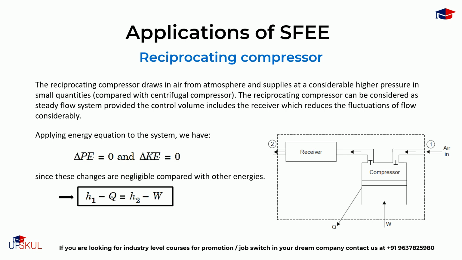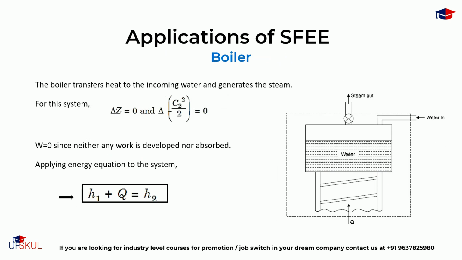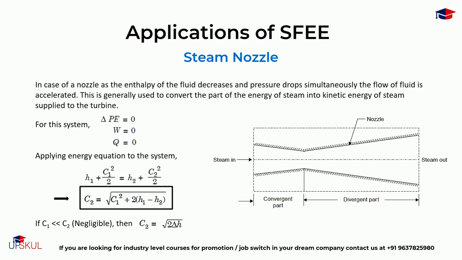Now in the case of a boiler, the boiler transfers heat to the incoming water and generates steam. So work will be 0, since neither any work is developed nor absorbed, right? In the case of a nozzle, as the enthalpy of the fluid decreases and pressure drops, simultaneously the flow of fluid is accelerated. This is normally used to convert one part of the energy of the steam into kinetic energy supplied to the turbine. Now let's look at some MCQs based on the first law.